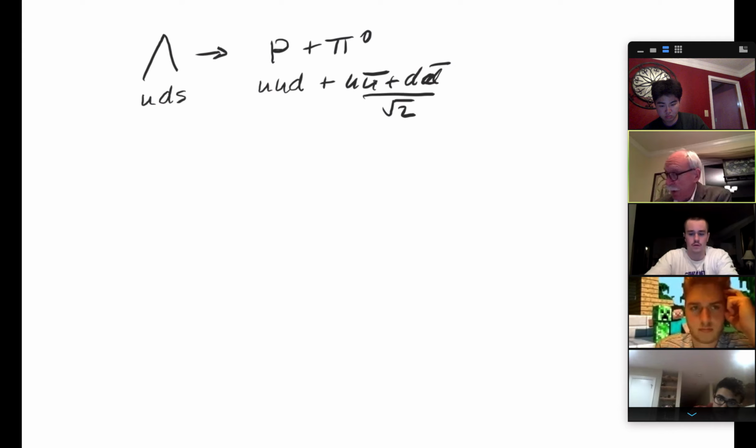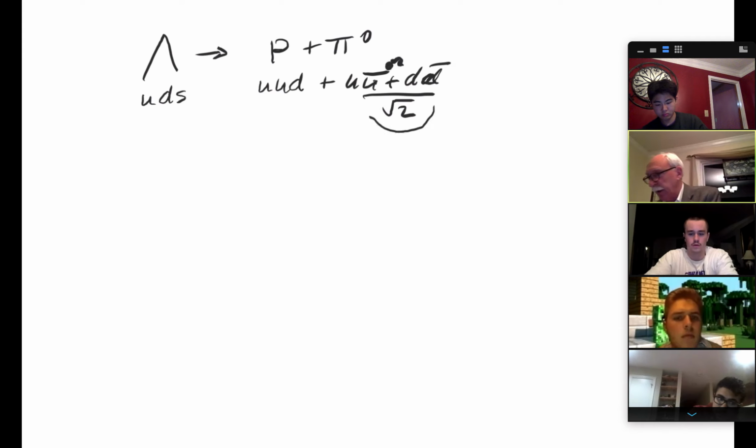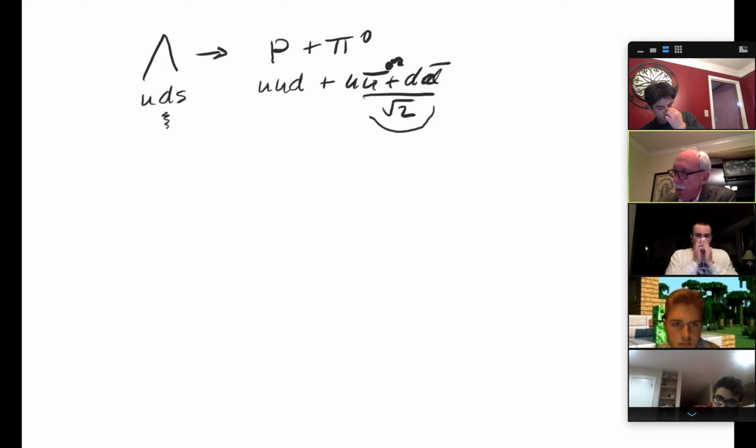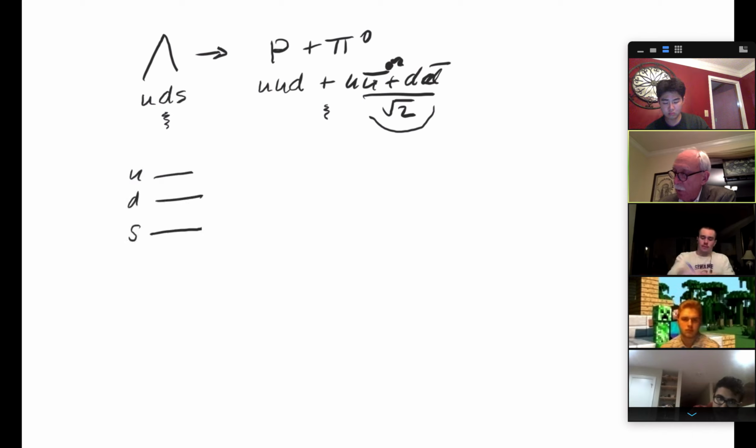This is more of a technical thing. When it can be both, you have a linear combination of the two. So, how does that work? We've got an S quark over here, and we don't have an S quark over here. So somehow, when we start off with a U and a D quark, we're probably going to keep them, but the S quark, something's got to happen to it.